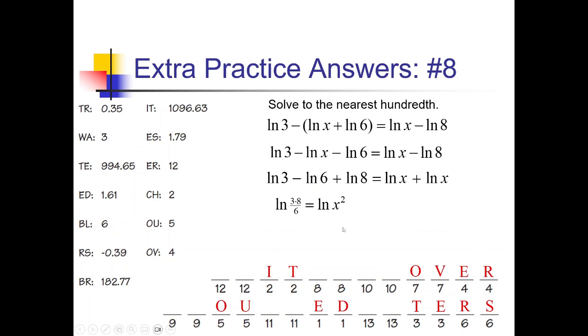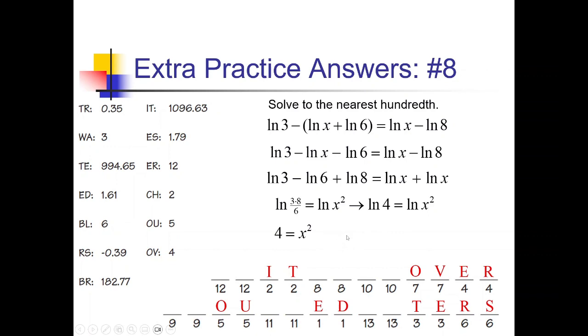All right, at this point, I'm going to simplify all this stuff on the left. We have 3 times 8 is 24, divided by 6 is 4, so we have ln of 4 equals ln of x squared. And now I can raise e to both sides and get rid of those ln's, so that's just 4 equals x squared.